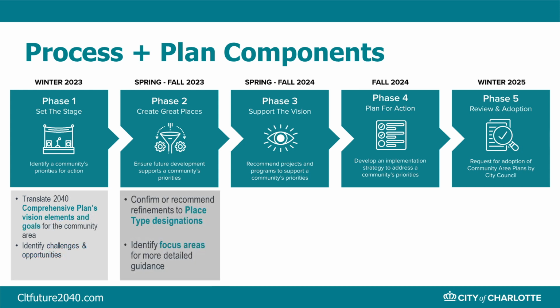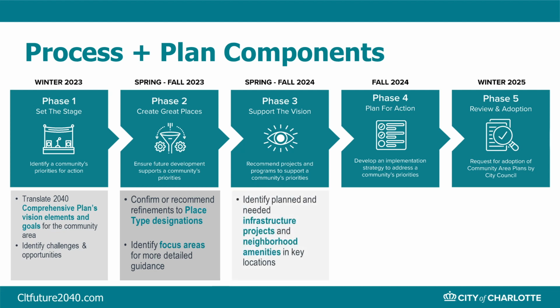In Phase 2, which runs throughout 2023, we will ensure future development supports the community's priorities by reviewing and refining the place type designations on the 2040 policy map. We may also identify additional land use or design guidance needed for key locations.